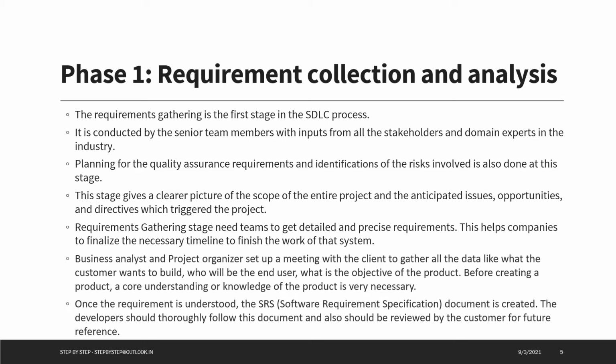So the business analyst and project organizer set up a meeting with the client to gather all the data, like what the customer wants to build, who will be the end user, and what the objective of the product is. Before creating a product, a core understanding of the product is very necessary, right? We need to understand why the customer wants to build this product. Once we get that flavor, then it will be easy for us to understand the requirement properly and to build it properly. Once the requirement is understood, the SRS, software requirement specification document, is created.